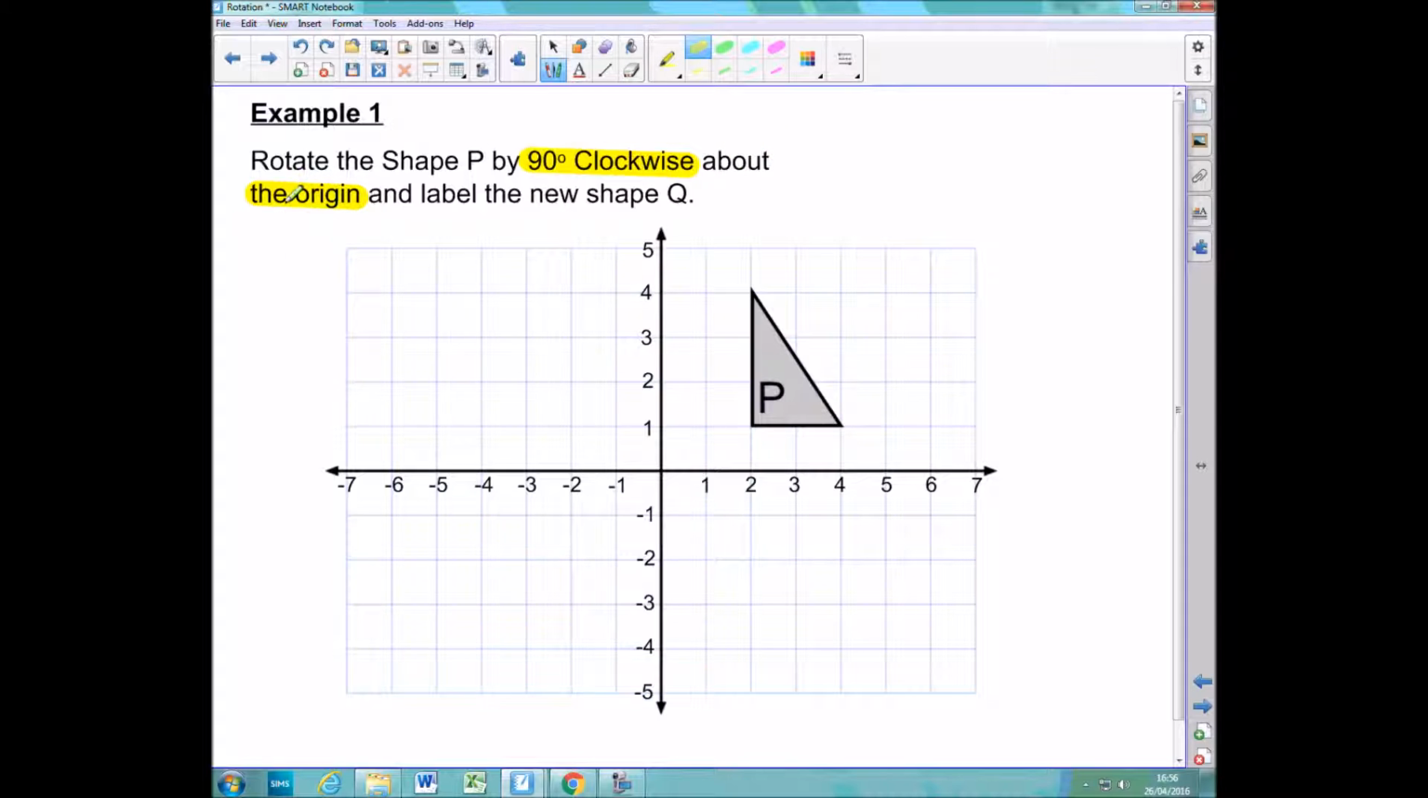The other thing it's asking us to do is to rotate it about the origin. So first things first, I'm going to mark on this point the origin. Now, if you remember, the origin is where these axes start, down here. So I'm just going to mark that with a cross.